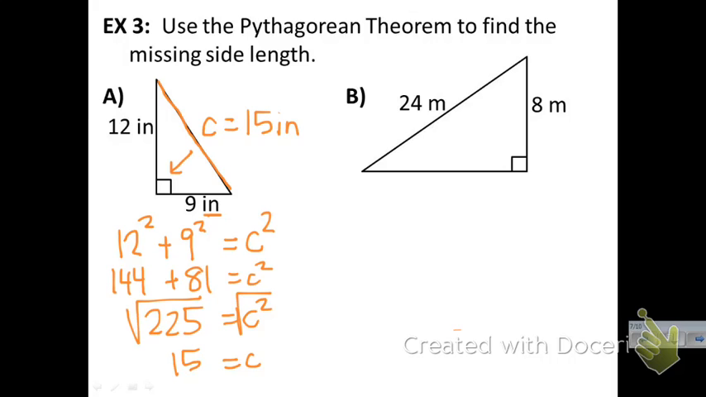Okay, B is similar. We're going to identify the side we're missing. It looks like we're missing this side here, and it helps form the right angle, so it's either a or b. We're going to call it b, and then we'll set up our equation: 8 squared plus b squared equals 24 squared. 8 squared is 64.